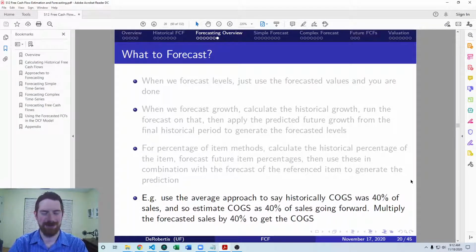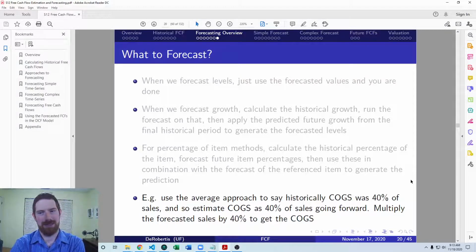So I had that same example here. Cost of goods sold is a percentage of sales. So maybe the historical periods were like 38%, 42%, 41%. And so you say, well, it's just kind of going up and down. The historical average approach makes sense for the forecast. So the average is 40%. So we're going to use 40% going forward. And then you already have a separate forecast of the sales. So then you just multiply these two things together, the forecasted sales with this 40%, in order to get the forecasted cost of goods sold.